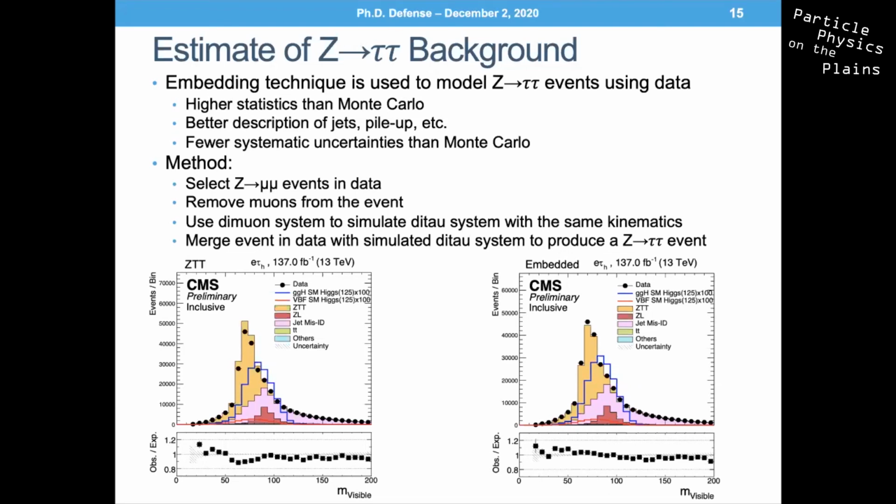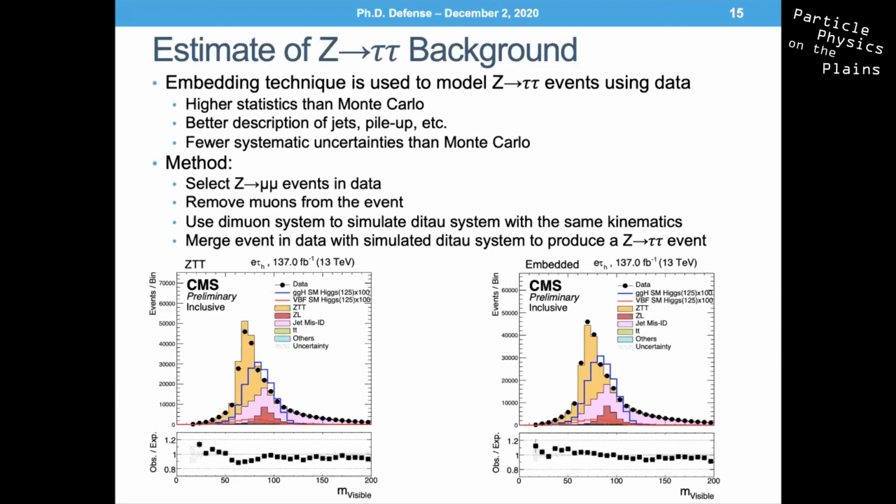So now you've got a hybrid event with the Z to tau tau decay coming from Monte Carlo and the rest of the event coming directly from data. And so I've attached just the visible Higgs mass here on the left using Monte Carlo and on the right using the embedded technique. And so you can see basically we get much better agreement with the embedded technique.